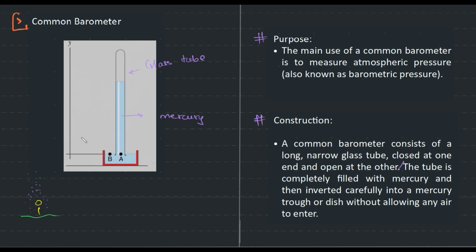But how is that possible? How can something stay over there? There has to be some force that is keeping it up or pulling it up. Obviously there's nothing pulling up. Here it will create a vacuum, honestly, because initially it was all full of mercury. When we dipped it, we were careful not to allow any air to enter. So there is no force over here.